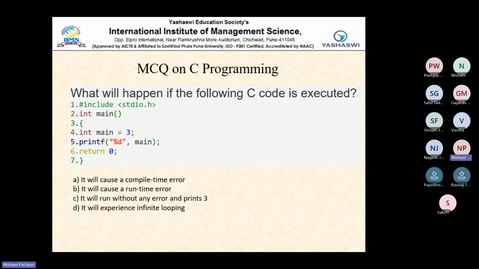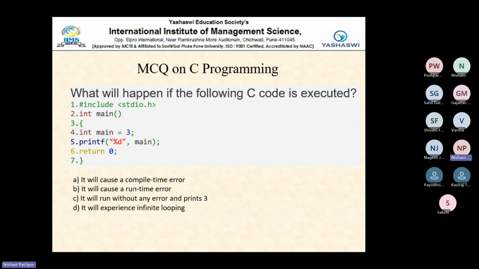What is the answer? Sir, A option. It causes a compile time error. A option. Sahil says because it causes... Yes. Sir, because int main equals 3... No, not Sahil. Correct. No, Sahil.